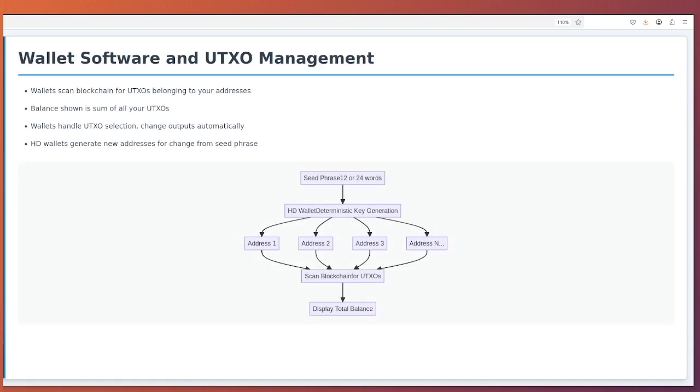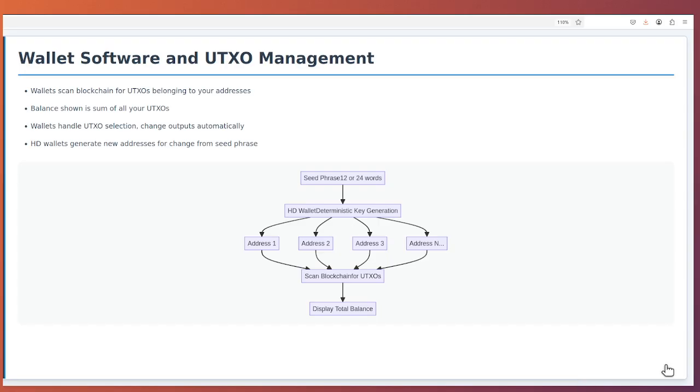Wallet software and UTXO management. Modern Bitcoin wallets hide much of the UTXO complexity from users, but understanding what is happening under the hood helps you use Bitcoin more effectively. When you open your wallet, it scans the blockchain for UTXOs belonging to your addresses.